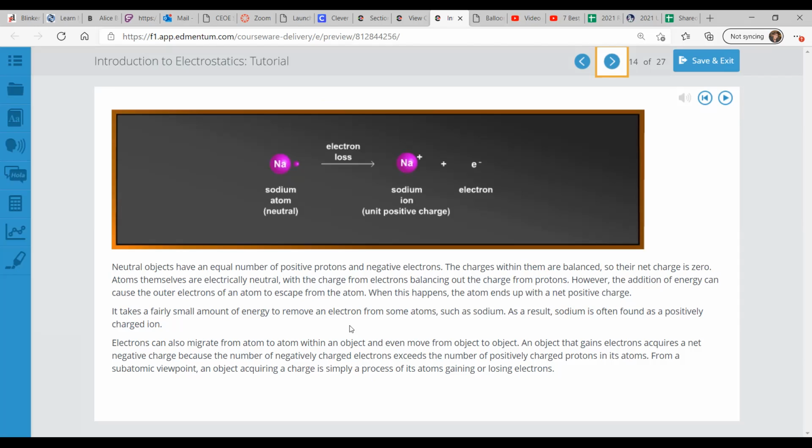Electrons can also migrate from atom to atom within an object and even move from object to object. An object that gains electrons acquires a net negative charge because the number of negatively charged electrons exceeds the number of positively charged protons in its atoms. From a subatomic viewpoint, an object acquiring a charge is simply a process of its atoms gaining or losing electrons.